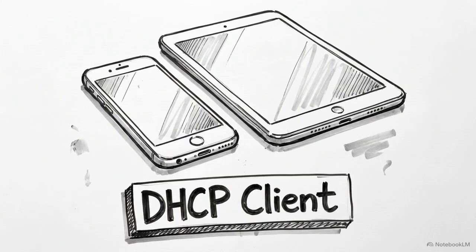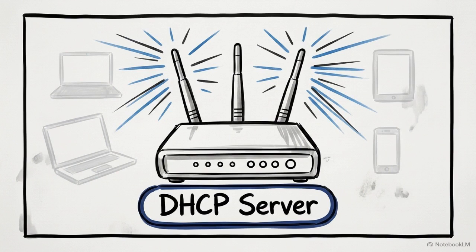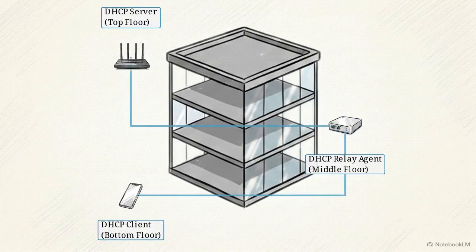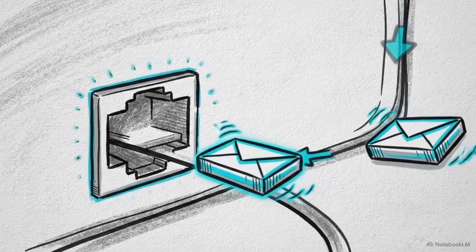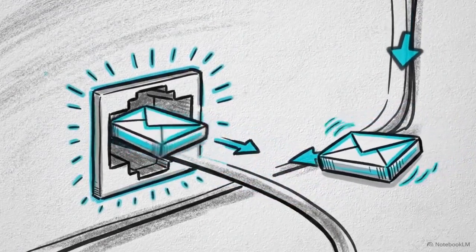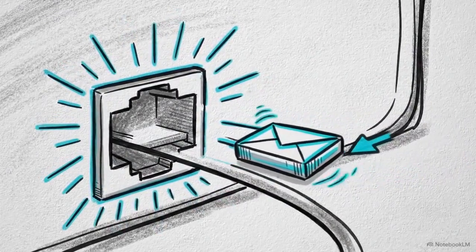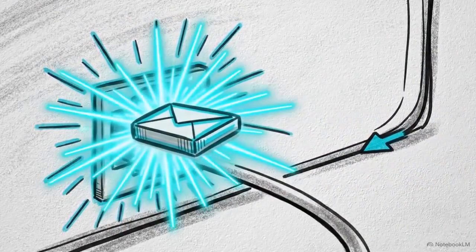In this conversation, the device asking for settings, like your phone, is the DHCP client. The device handing them out, typically your router, is the DHCP server. If the client and server happen to be physically separated in different areas of a large building, a helper called a DHCP relay agent catches these messages and forwards them between different network floors to keep the conversation going. This rigid sequence of messages is how the system maintains order, preventing any two devices from claiming the same IP address at the same time.